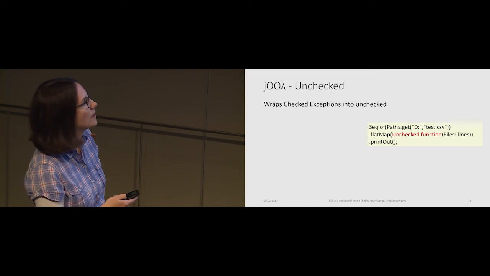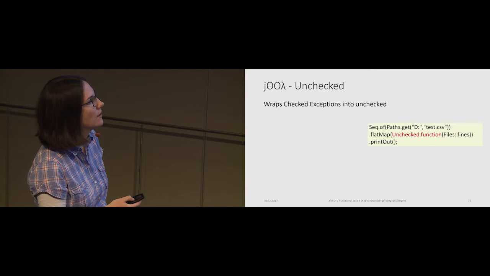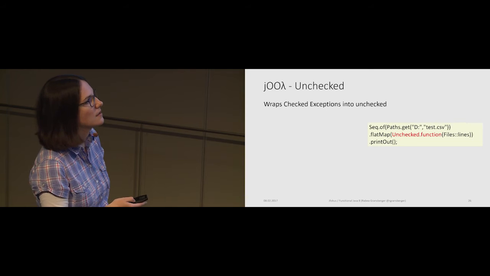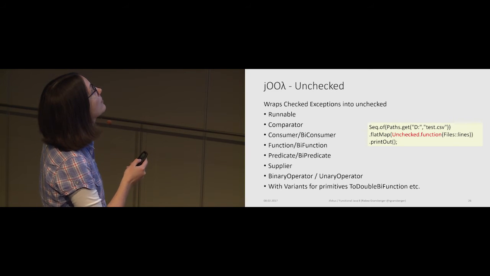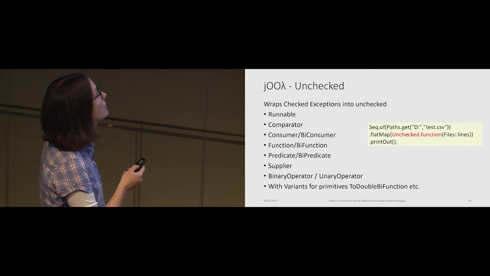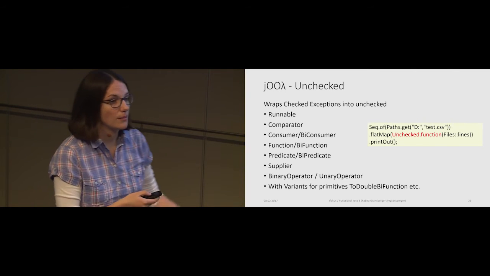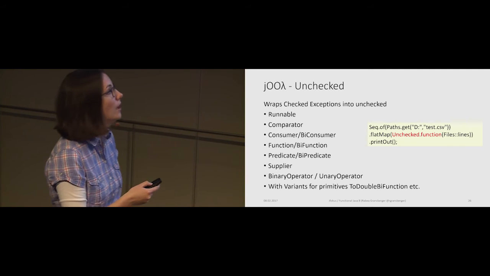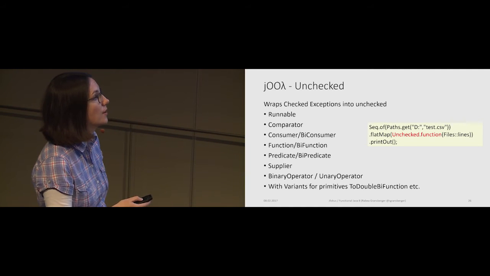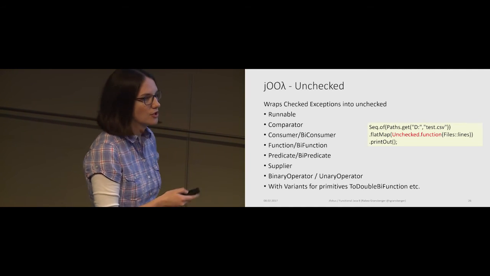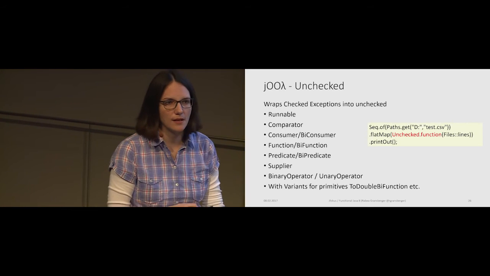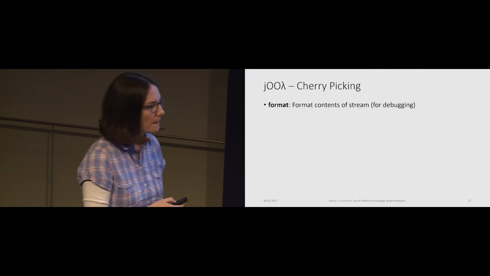And Jool can actually do this for us. It has an unchecked method, which actually does the wrapping for us. And it's available for all different kinds of stuff we have in the usual JDK libraries, like if your predicate might throw an exception, you can also wrap it with unchecked.predicate and so on. So you can just use normal streams and lambdas for it.